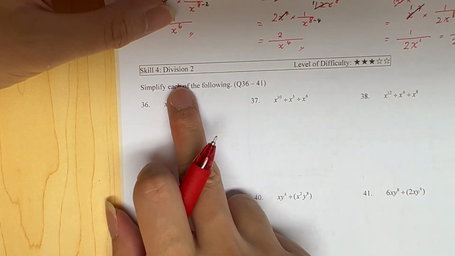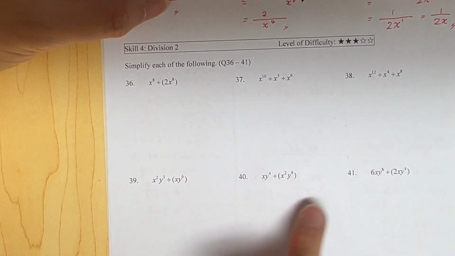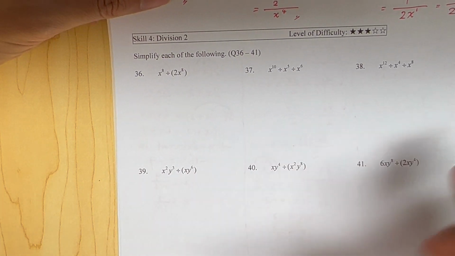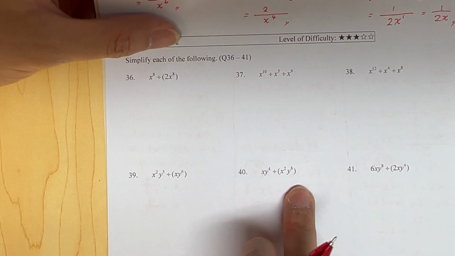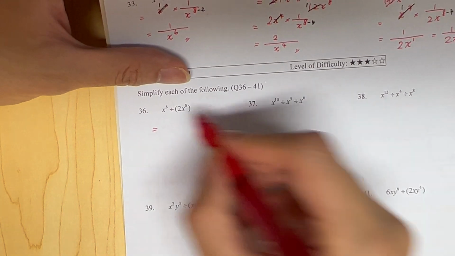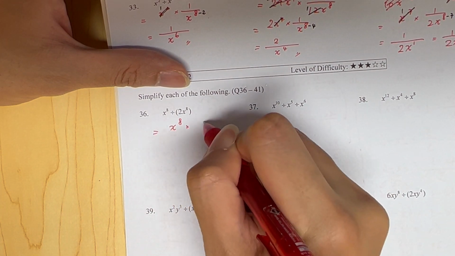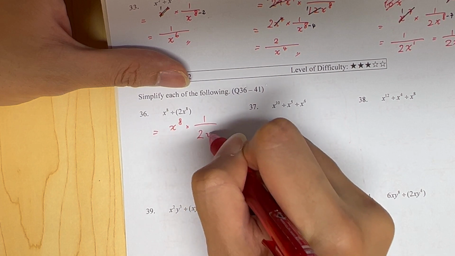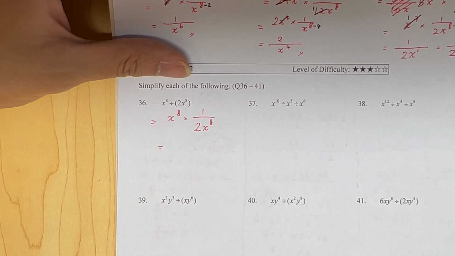So let's move on to skill 4, which is division level 2, and you find that there are some successive divisions and there are some complicated questions, which means there is one more algebra term. So let's look at this question. For this question, I think x to the power of 8, and then multiply 1 over 2x to the power of 8, and then let's do the cancellation together.